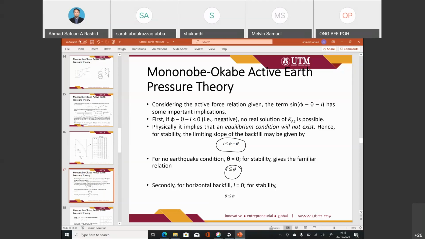Secondly, for a horizontal backfill, i is equal to 0 for stability. The phi should be greater than the theta, so we need to choose a very good material, which is greater than the theta value. For example, if we construct a flat backfill, we need to make sure that we compact the backfill well to make sure that the phi is greater than the theta value, because compaction may increase the phi value.